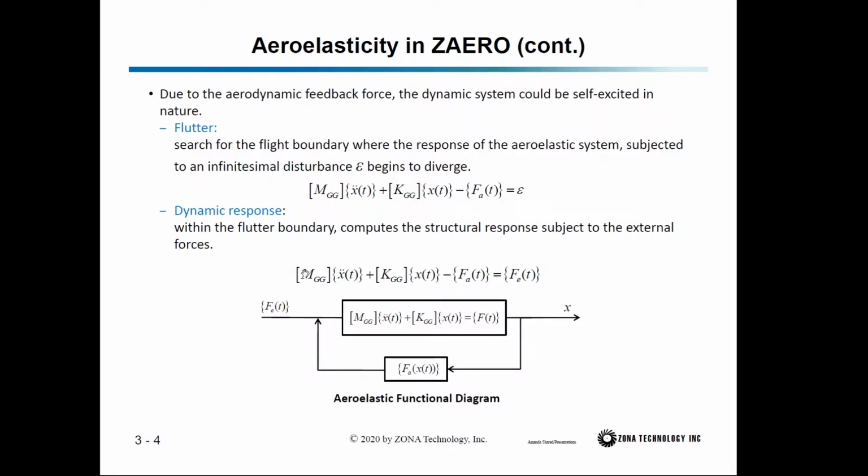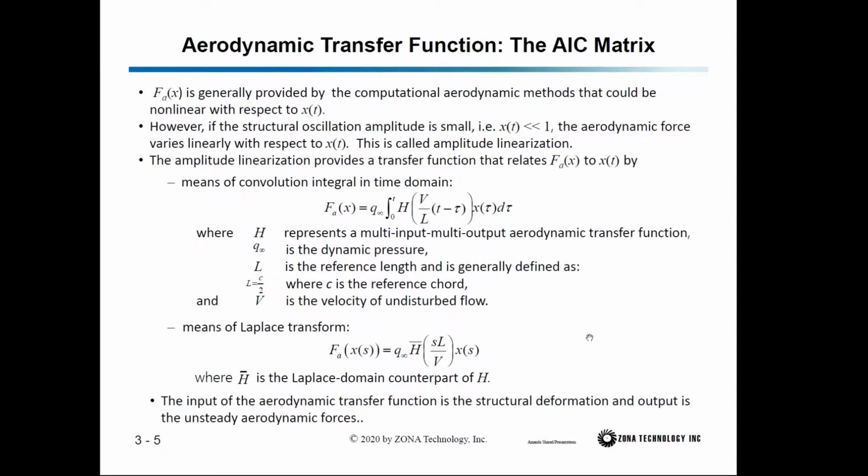But if we find that the flight condition is below the flutter boundary, so the system is stable, then we can give an external force such as gust. Then we can calculate the gust response. This is a dynamic response problem. And F sub A is usually very difficult to be measured in the wind tunnel, so it's generally provided by the computational aerodynamic method.